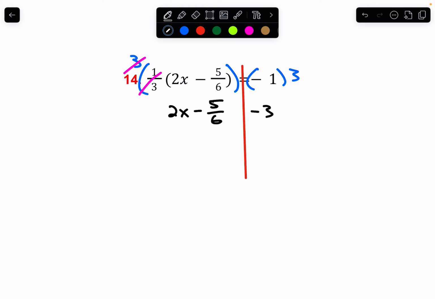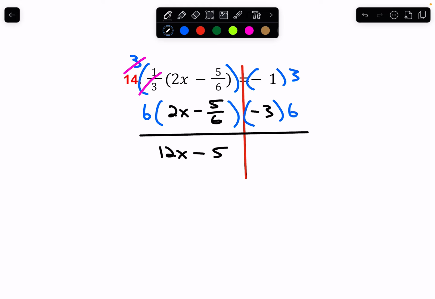So instead, I can clear that fraction also by now just multiplying everything by 6. Okay, so notice I got rid of the 1/3 by multiplying by 3. Now I'm going to get rid of the 6 on the denominator by multiplying everything on both sides by that denominator, which is 6. Okay, so now when I distribute that 6, I'm going to get 6 times 2x is 12x. 6 times negative 5 over 6 is just negative 5 because the 6 is canceled. And then negative 3 times 6 is a negative 18 on the other side.